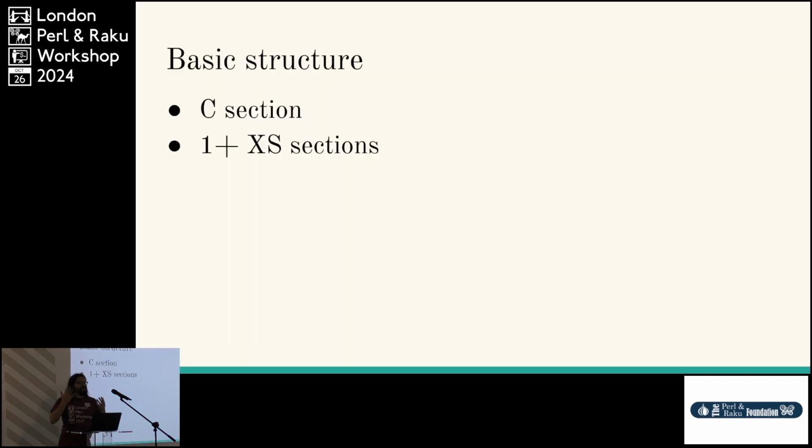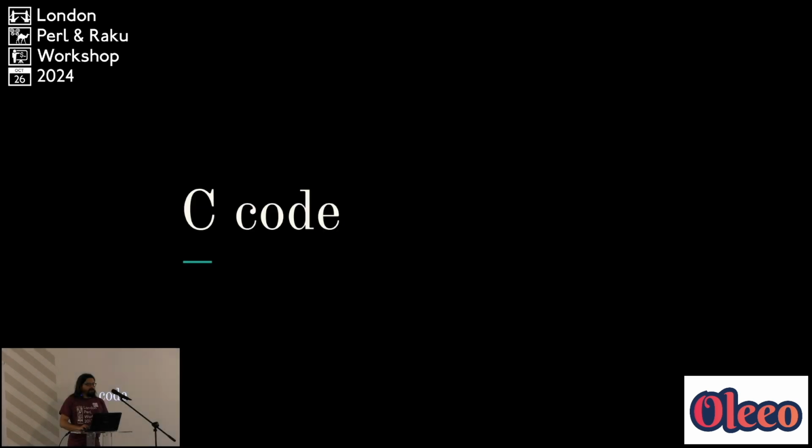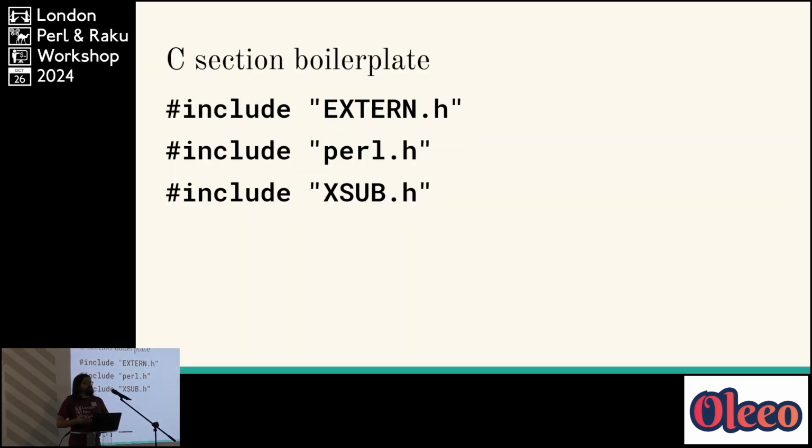So what does an XS file look like? It has different sections. It starts out with a section for all the C code, and then you have one or more sections of XS. The C code generally starts with these three lines of boilerplate. This is really just importing all the things that you need to write an extension for Perl.